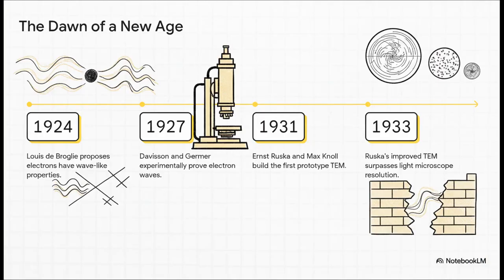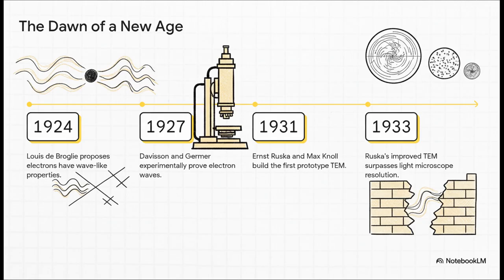And what's just incredible is how fast this all happened. I mean, look at this timeline. In 1924, this guy, Louis de Broglie, he proposes that electrons, which everyone thought were just particles, also act like waves. And these waves are thousands of times shorter than light. Just 3 years later, it's proven in an experiment.